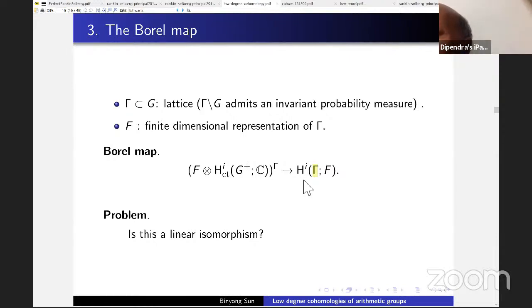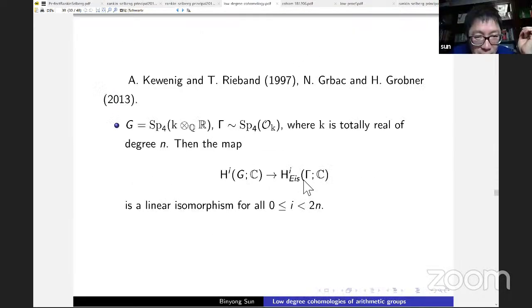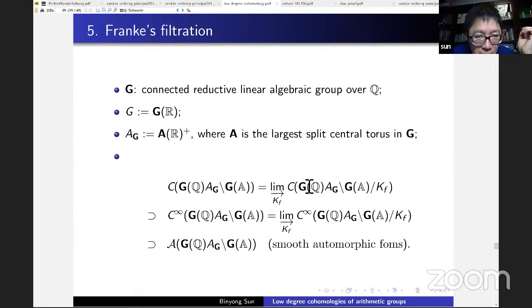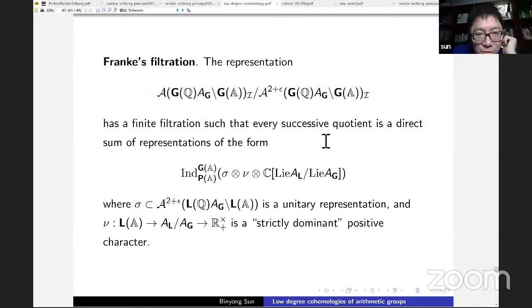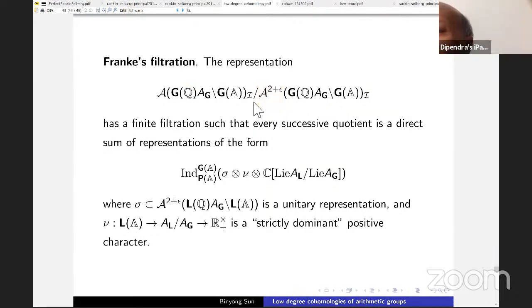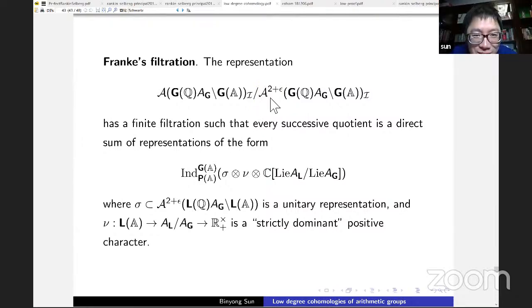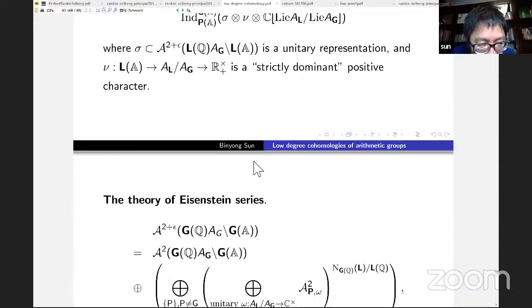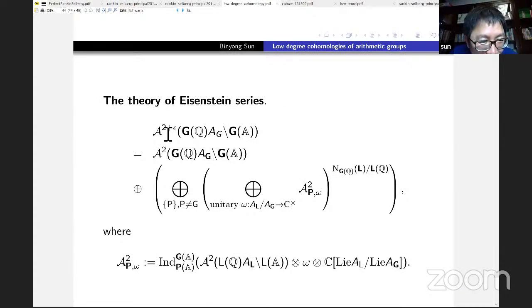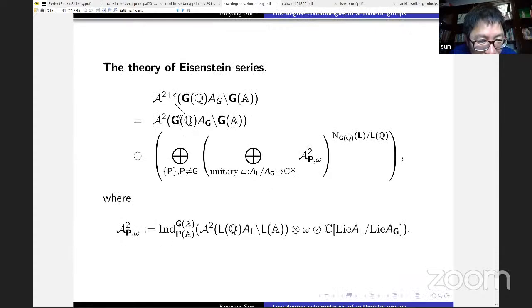Just one more question. In your discussion of Eisenstein series, you were looking at 2 plus epsilon. What is the role of epsilon? This is because of Franke's filtration. When this space of automorphic forms, this 2 plus epsilon, almost square integrable automorphic forms, the quotient has a filtration. Two is not good enough. By the Eisenstein series we know the difference between 2 and 2 plus epsilon.